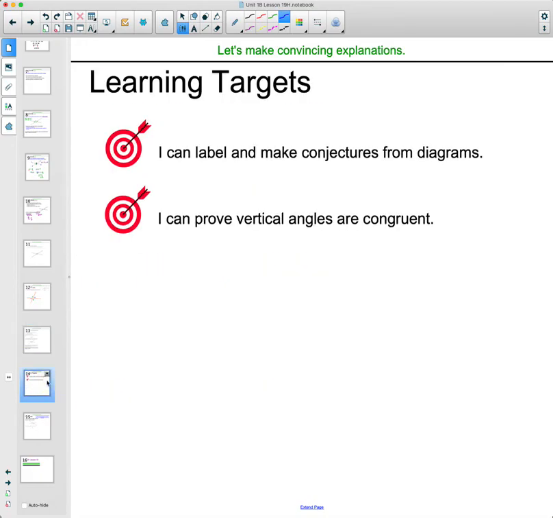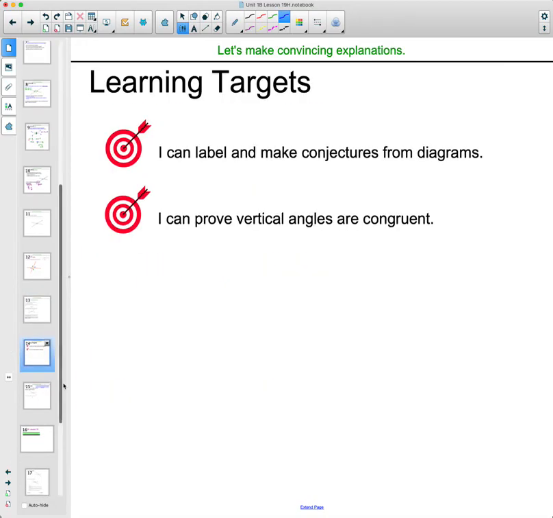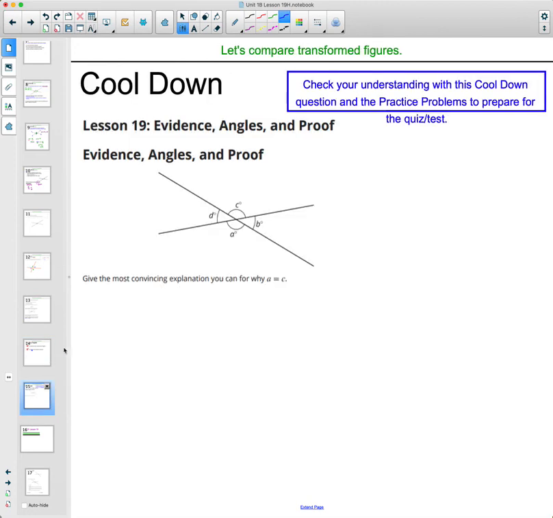Okay, so hopefully you can label and make conjectures from diagrams to make some convincing arguments and then prove that vertical angles are congruent. This is with the letters like I did and adding them to 180. And you do have a chance to do that on this cool down. So you're trying to prove that A equals C. So set up an equation that uses A and C. Your starting point would be to say that you know that C plus B equals 180, and then A plus B equals 180.